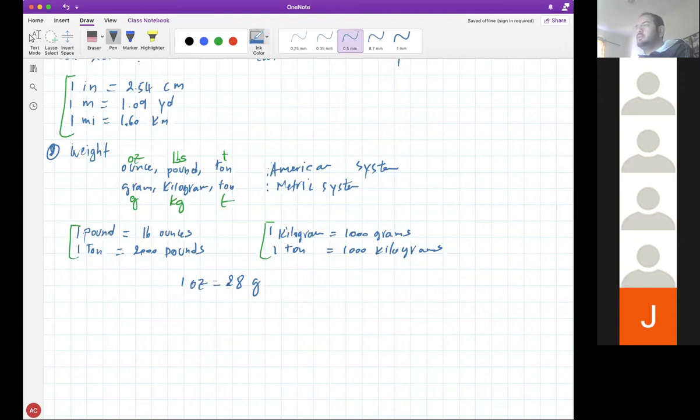Let's say in the pharmacy, for example, when they measure drugs and stuff like that, they use milligrams. They use an even smaller version of the gram. A gram is a pinch of salt, and 1,000 of the smaller unit is called a milligram. So a milligram is very small.